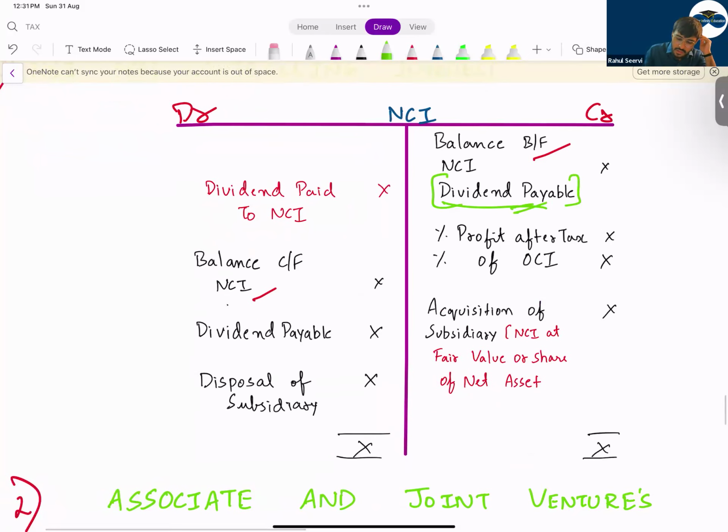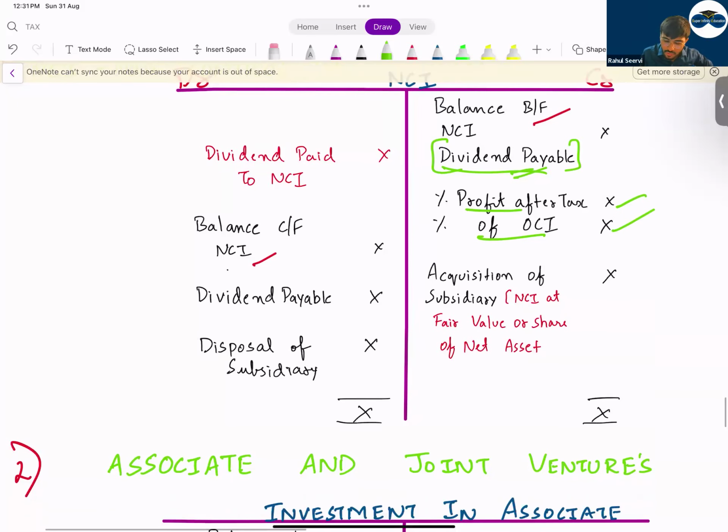Understand here now. First, you will take profit after tax. Yes or no? Whatever is the NCA profit, you will consider that. Whatever is the profit for NCA, we will consider that. After that, what will we do? Profit and OCI percentage belonging to whom? Belonging to your parent NCA. Then what will you do? Is there any additional NCA during the year? This is also frequently repeated.